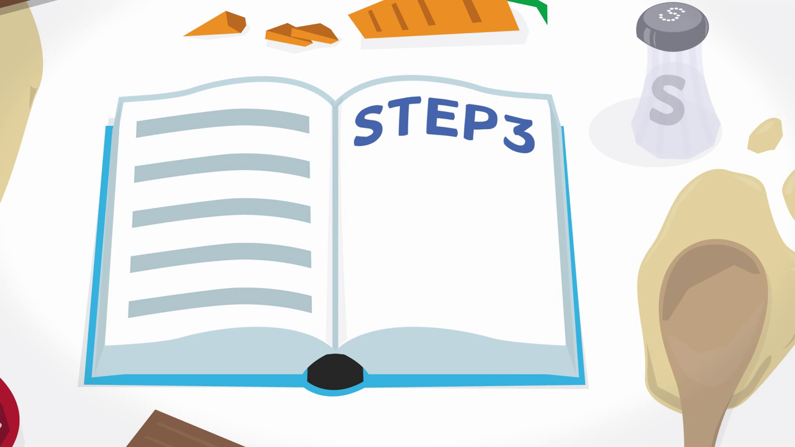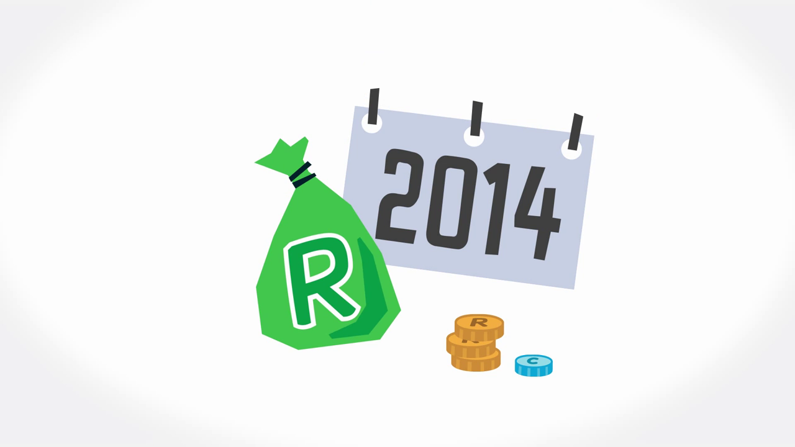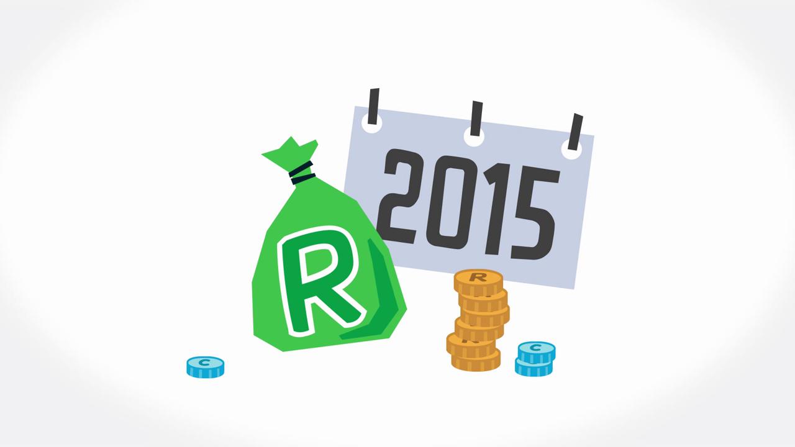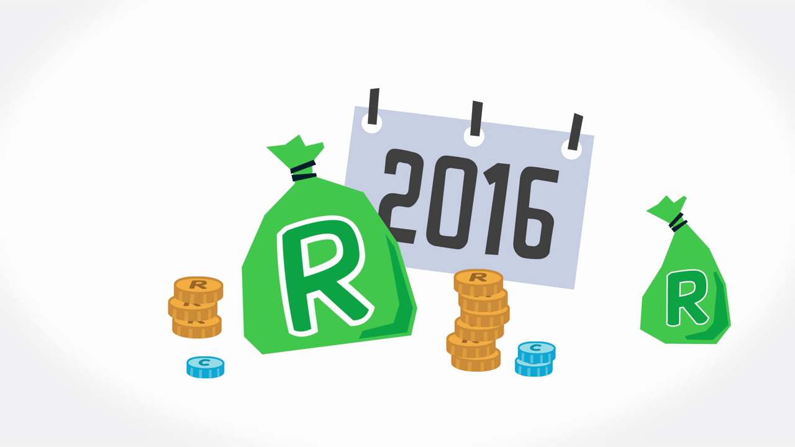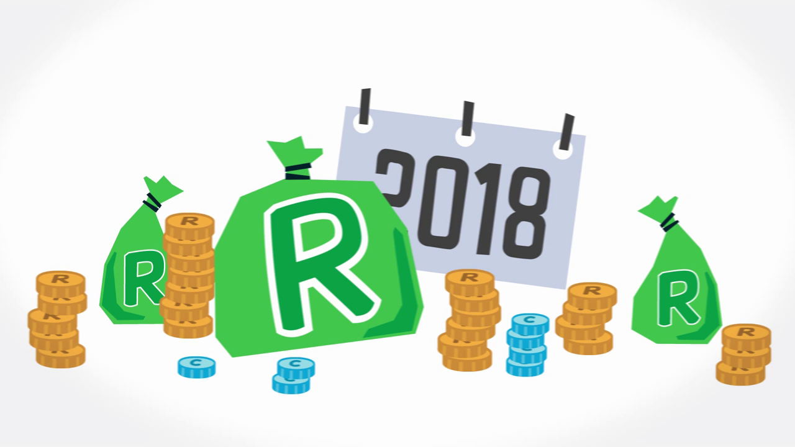Third, the magic ingredient, compounding. With compounding, sometimes called compound interest, not only do you get a return on the money you invest, but you get a return on that return as well. This means over time, your money grows exponentially.